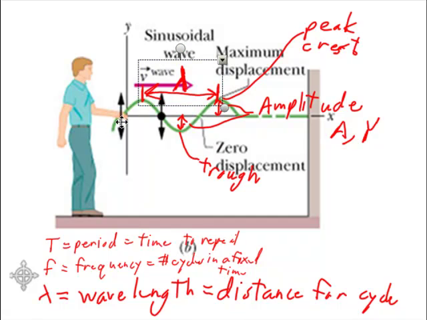One more point here. You see the man is moving his hand up and down. As a result, every place on the string is moving up and down. The string is not moving to the right. It's moving up and down, and the disturbance is moving to the right. That's what makes this a transverse wave. And it's sinusoidal because the shape is the shape of a sine curve.